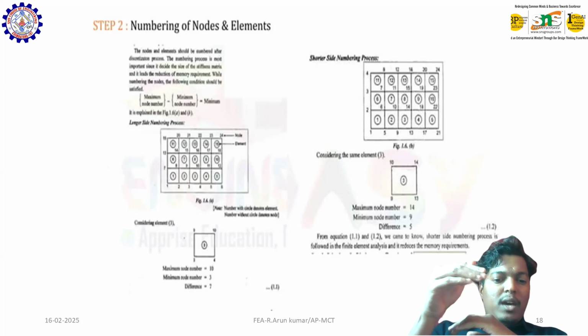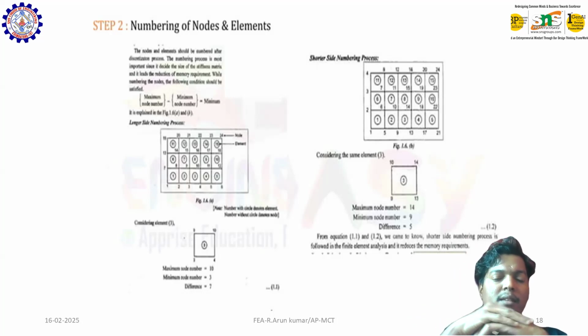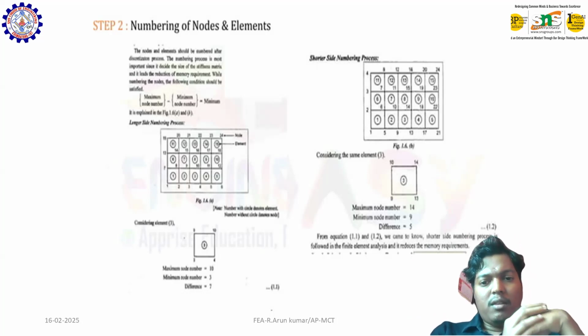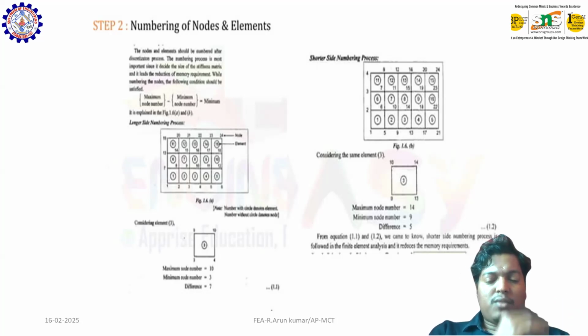Here, the maximum node number is 15 and the minimum is 3 for the difference. Also for the short-side numbering process, I consider any numbers, for example 9, 11, 13, 14 and 15. The maximum node number is 14 and the minimum node number is 9, so the difference is 5. These are the basic steps to give the numbers to the nodes.